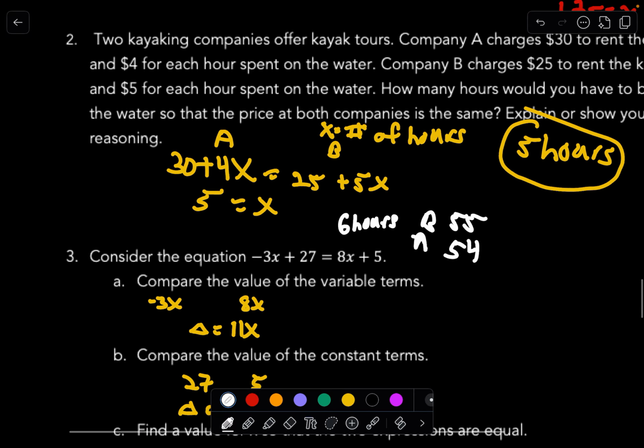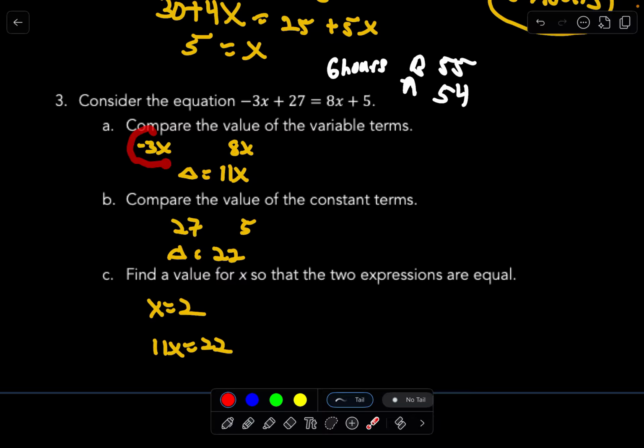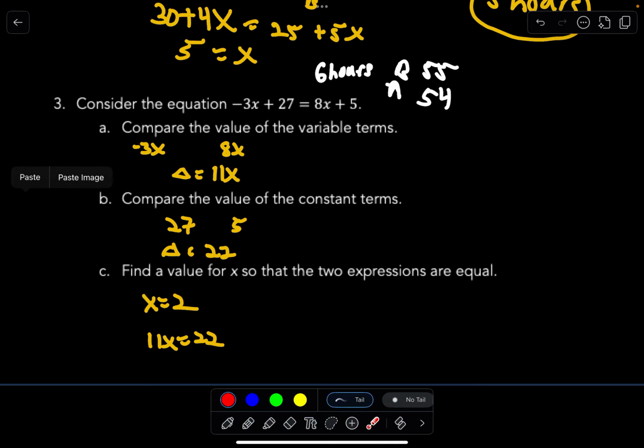Okay, question 3. Consider the equation negative 3x plus 27 equals 8x plus 5. Compare the value of the variable term. So you got negative 3x on one side. You got 8x on the other side. The difference between them, that's what the triangle means. The difference is 11x, right? You have to go plus 3 to get to 0 here, and then that 8 makes it 11x. So you have 11x more on the right than on the left.